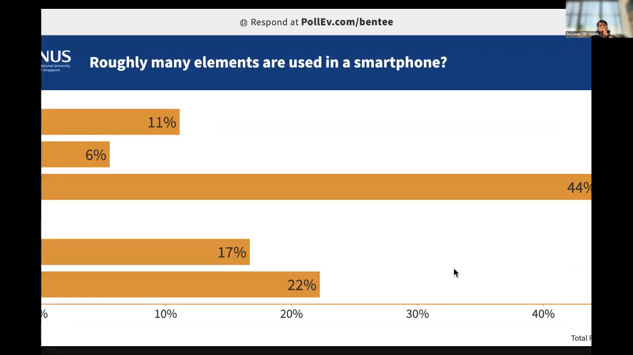Okay, good. So we have quite a mix of distribution, right? Most people either guess lower, around middle, right? So about, I think 30 seems to be the most, right? Okay, so the right answer is that we have more than 40, right? Between 40 to 50, right? Elements being used in a smart device like a cell phone, right?